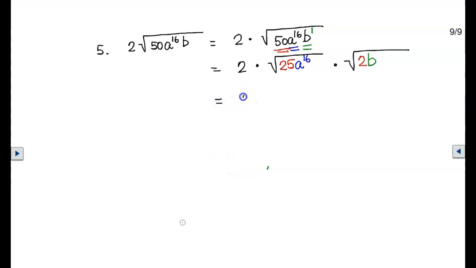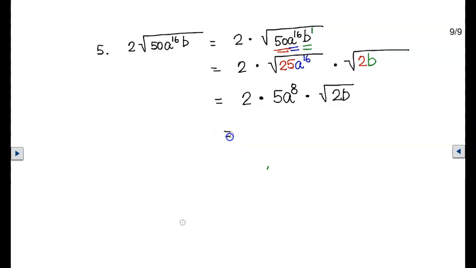All right, so what will happen now is the 2 will move down to the next line, and we will take this square root. The square root of 25 is 5. The square root of a to the 16th, that exponent will get cut in half and become a to the 8th. So 5 times 5 is 25, a to the 8th times a to the 8th is a to the 16th. This square root is the one we knew we couldn't do, so we leave him alone.